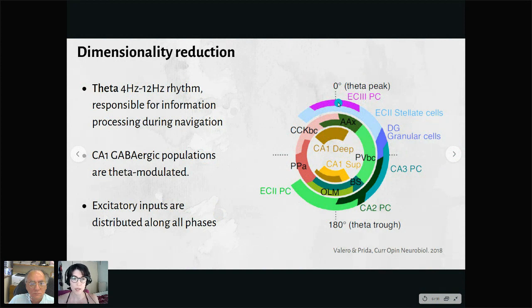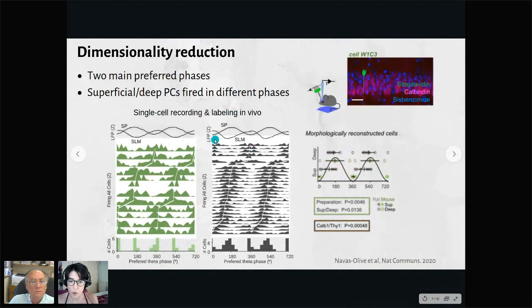Okay, so here we have a very high dimensional input from many different populations. And how is the neuron response, given also all the heterogeneity we were saying before, not only for the pyramidal neurons, but also all the different interneurons and also the excitatory inputs? How is the neuron response? It's bimodal. So we saw that there are two main preferred theta phases, and we used single cell recording and labeling in vivo in mice and rats.